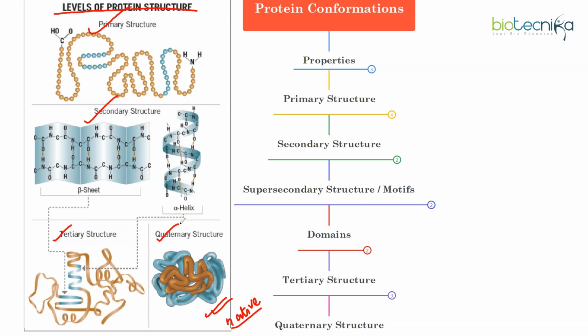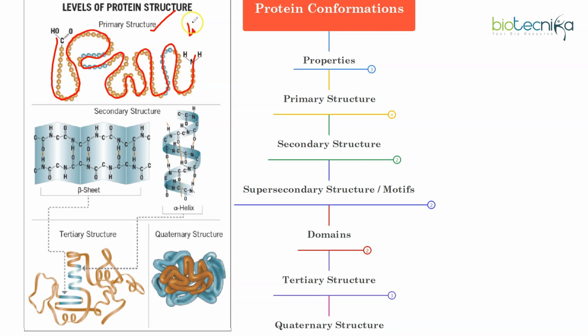In between them, there are some other structures as well, for example, super-secondary structure or motifs, domains, and some other secondary types of structures, which I'll be discussing with you. So briefly, what are these levels? Primary structure is simply the polypeptide chain sequence in the linear form. It's just the sequence of amino acids joined by peptide bonds. This is called the backbone of the polypeptide chain.